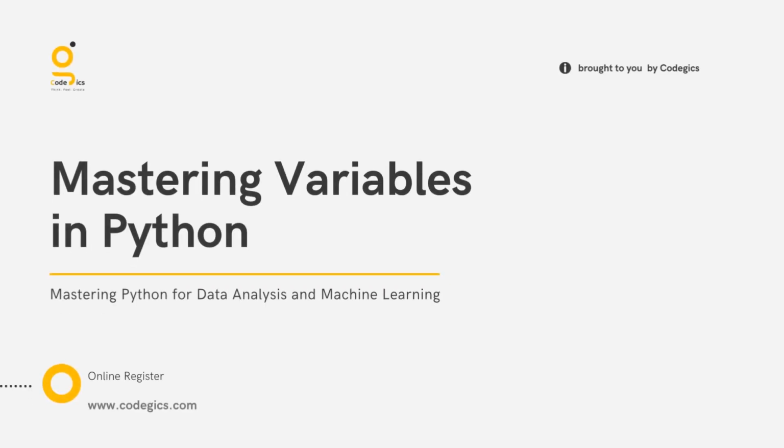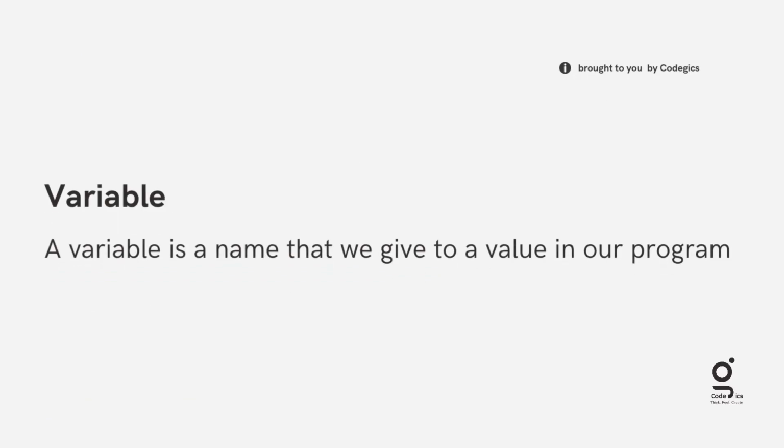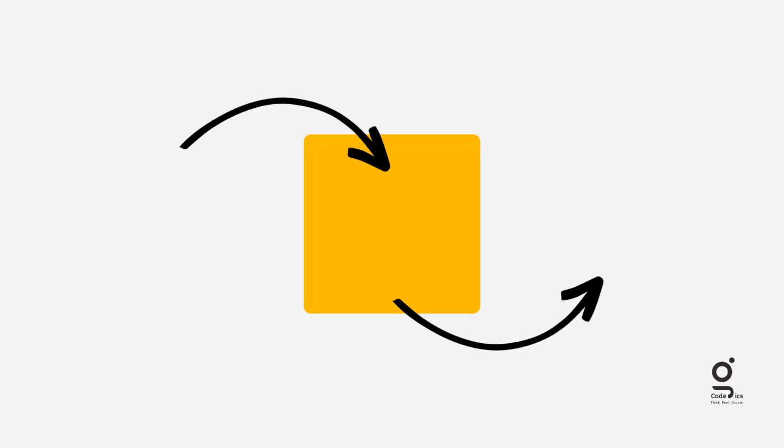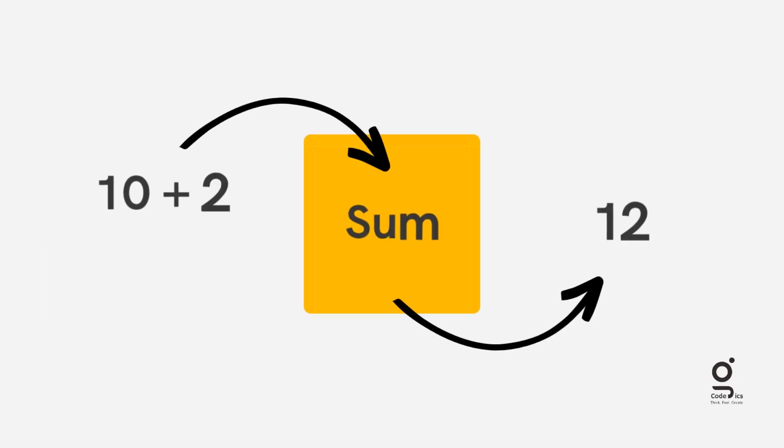When writing programs, it's common to need to store values and refer to them later on. This is where variables come in handy. A variable is a name that we give to a value in our program. The value can be of any data type like numbers, strings, or even the result of an operation.